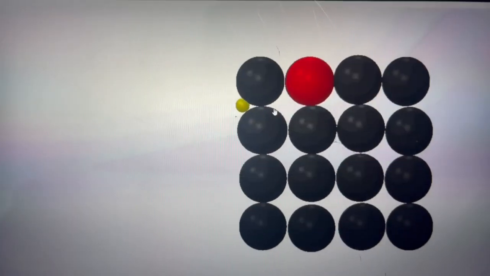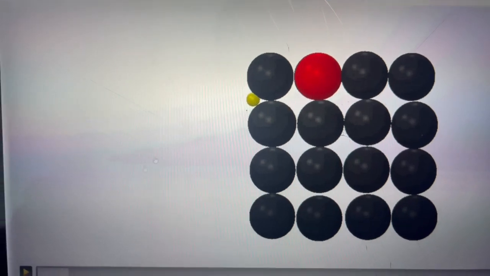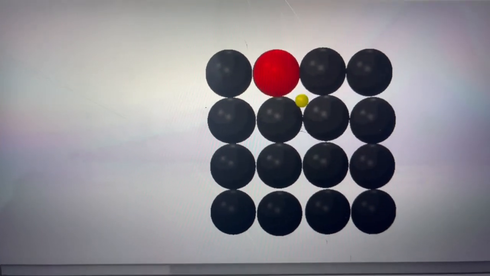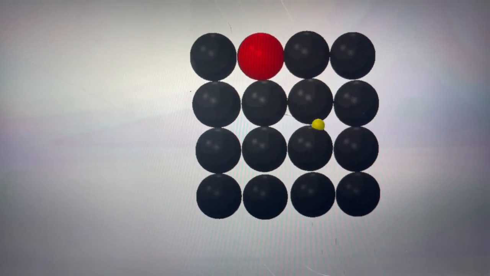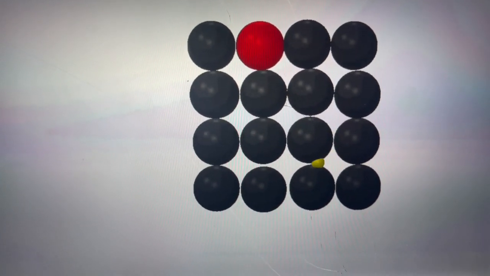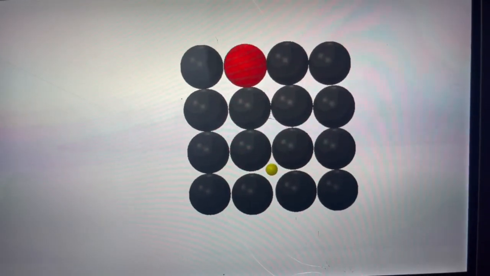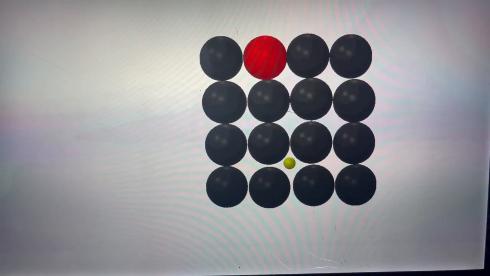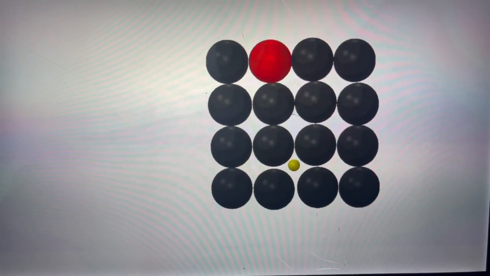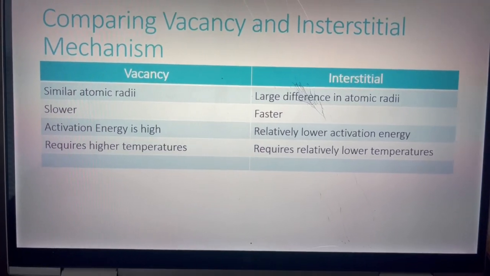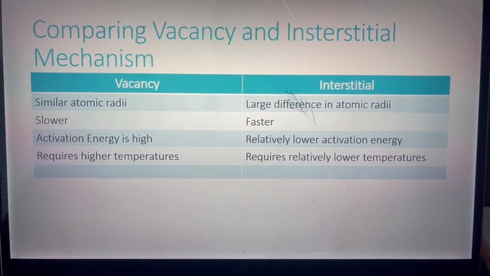Let's consider this is an atom moving between interstitial spaces. And this is called interstitial diffusion.